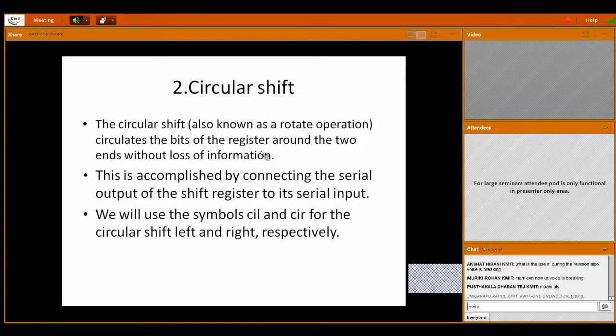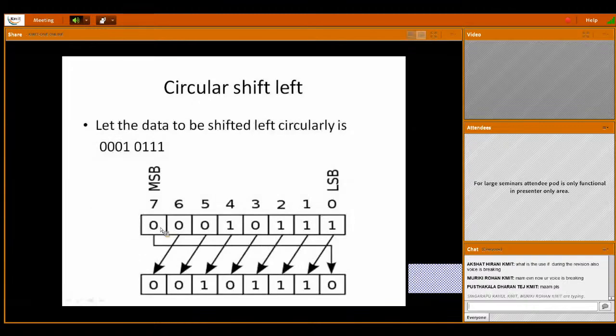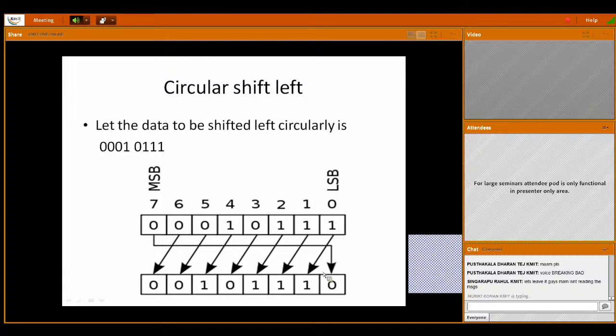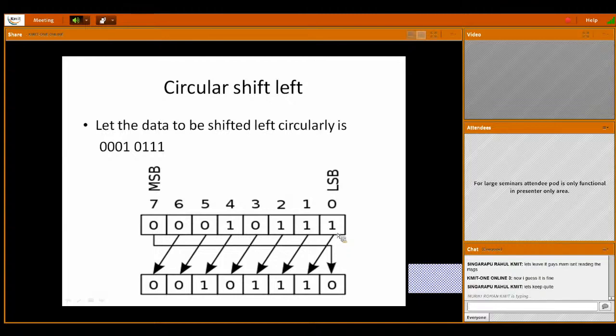Let us see how to perform this. Consider a register of size 8 bits, with the range from 0 to 7. These are the bits of the register. When you want to perform a circular shift to the left, simply perform it like a logical shift left. How will you move the bits of the data? Starting from this LSB, move the bits to the left side.